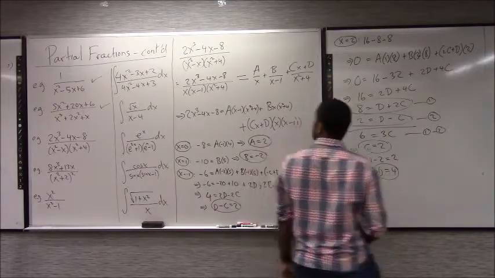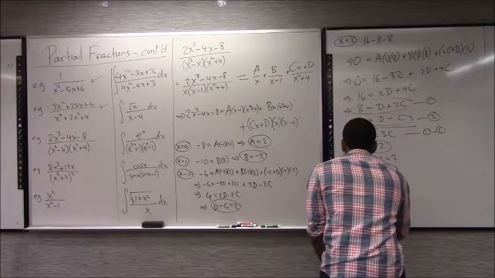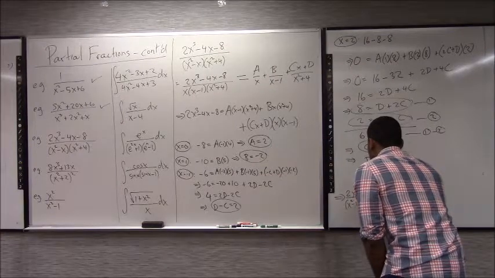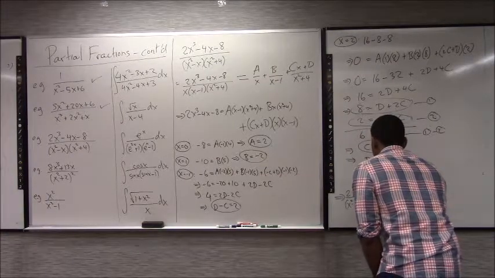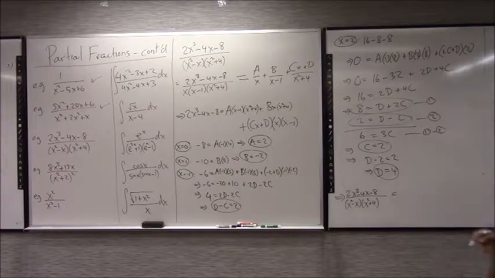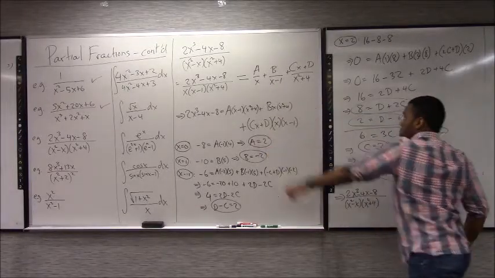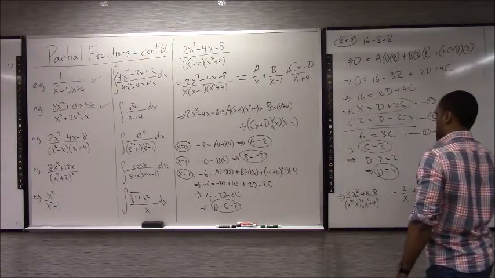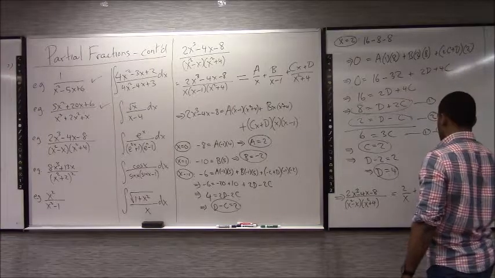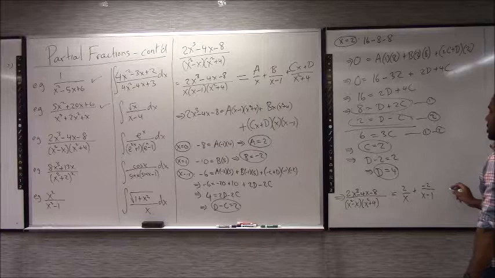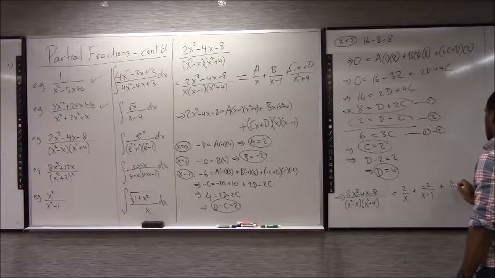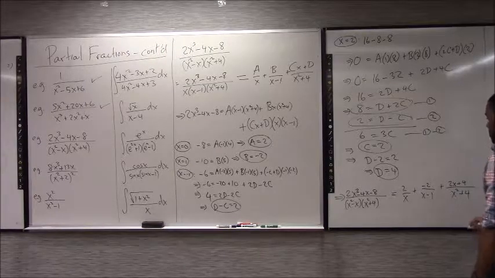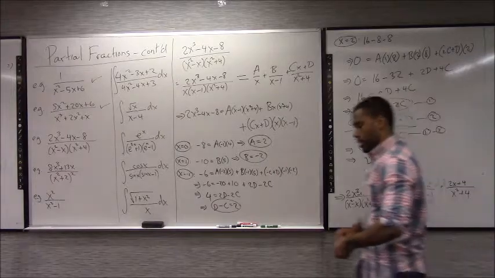This means a is 2, b is minus 2, c is 2, and d is 4. And those would be the partial fractions.